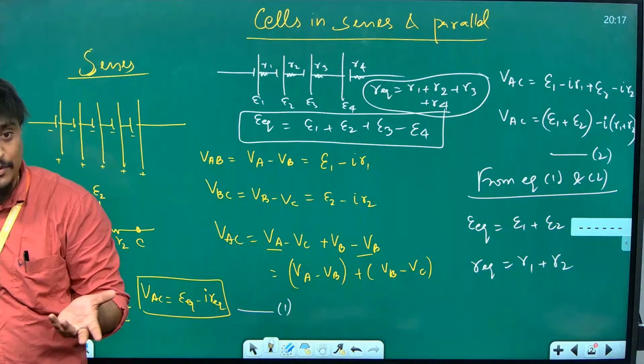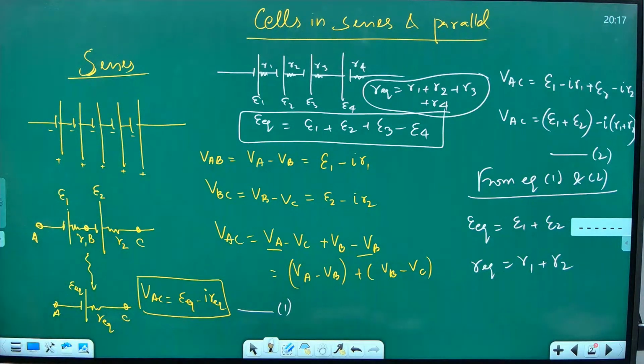I hope it is clear to you. If yes, please copy it fast, then we will move to parallel connection. Parallel is going to be a little interesting. Copy it fast, don't take much time.